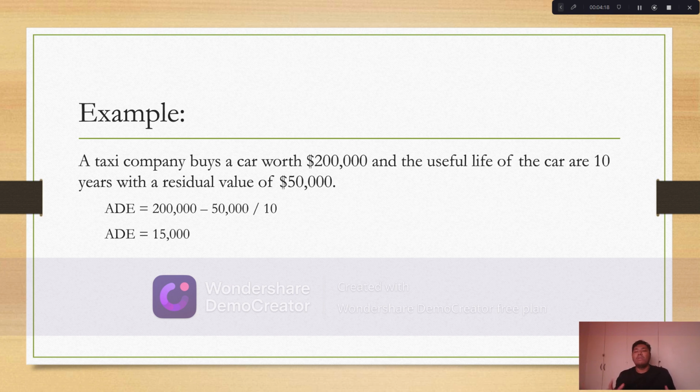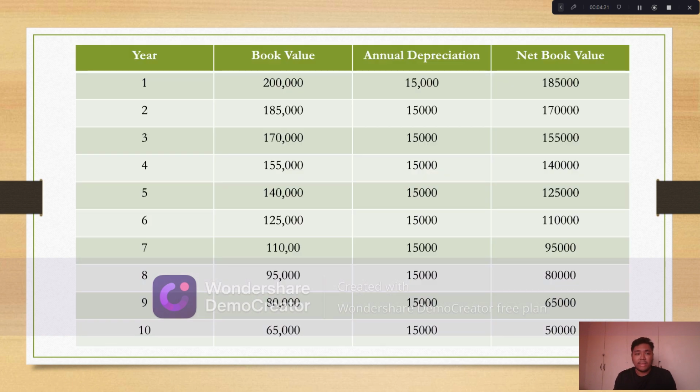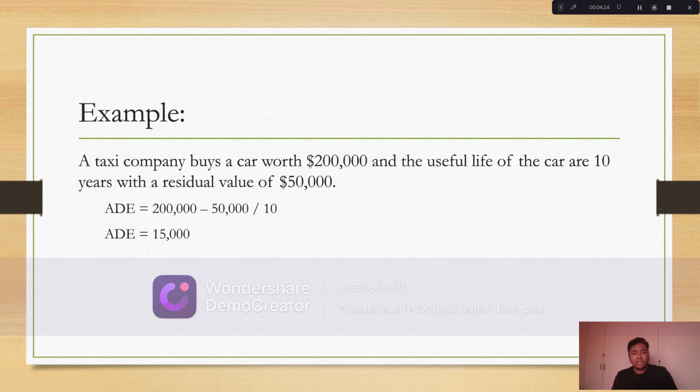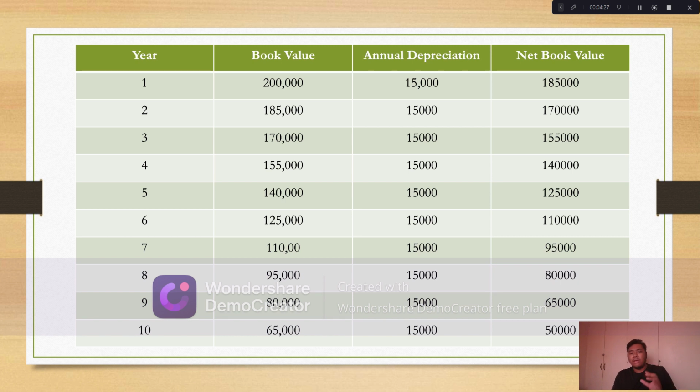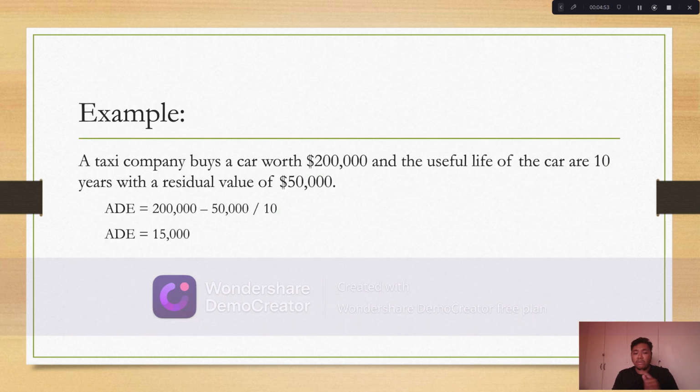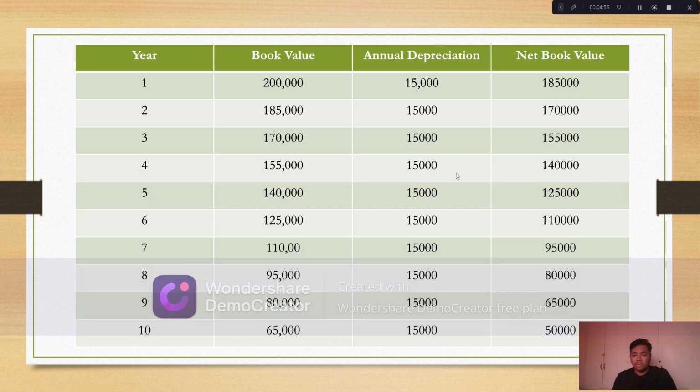On a table, on a scale of statistics, we would see this from year one to 10 years, correct? You can see every year we depreciate the value of that particular asset. It started from 200,000, minus 15,000. The net book value in the first year would be 185,000, and once again, by the definition of depreciation, it goes until it becomes zero or negligible. But at this point, we mentioned 10 years. So in 10 years, we expect the residual value of 50,000. As you can see, the pattern goes on until 50,000. And essentially, that would be depreciation.